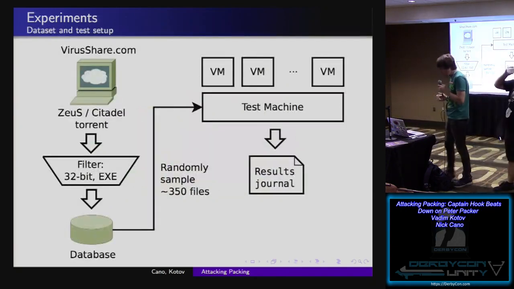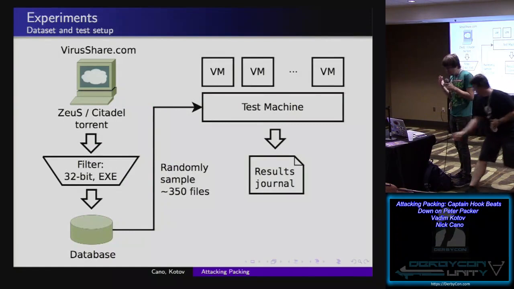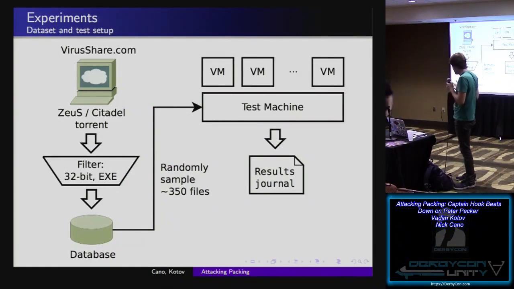Okay, so we threw together the very first prototype, and we wanted to test the efficiency. So we set up this little testing environment. We downloaded a bunch of malware from virusshare.com. Concretely, we downloaded the torrent with Zeus and Citadel-based malware.